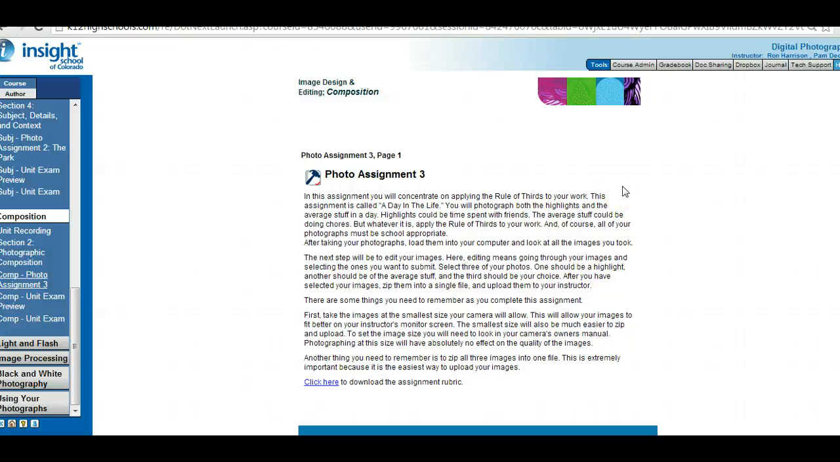Welcome to the recording for photo assignment 3, which is the composition unit. So you can see that over at the left side, I'm in the composition unit, photo assignment 3. And photo assignment 3 is all about a day in the life. You're going to photograph the highlights of the average stuff in your day.